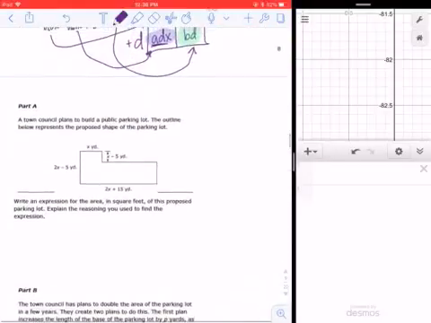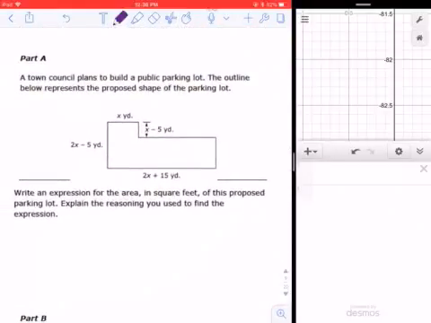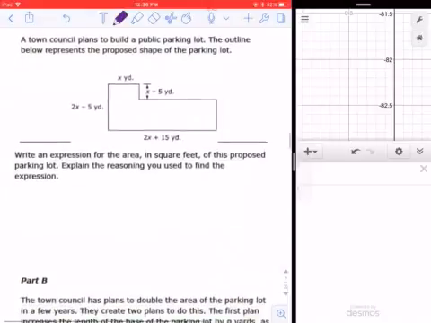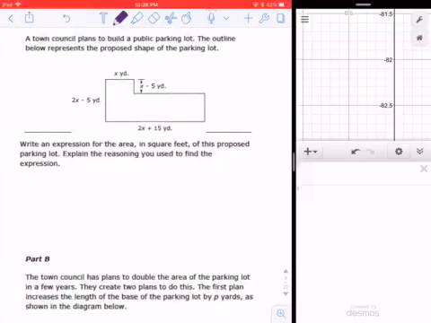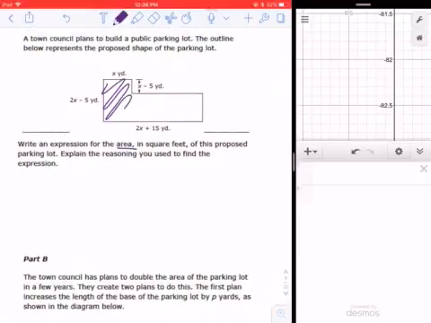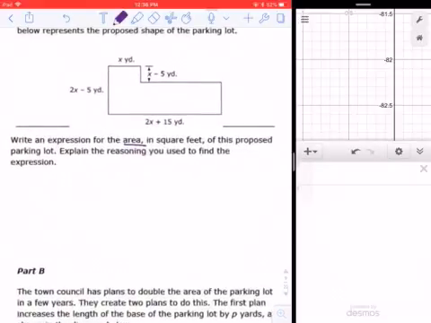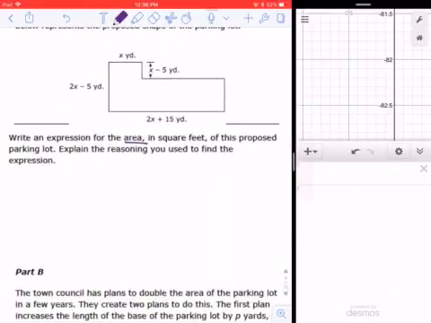We'll look at part A and part B here. It says a town council plans to build a public parking lot. I can assume this is the parking lot that they have drawn here. The outline below represents the proposed shape. So they have a funky shaped parking lot, but this is it. It says write an expression for the area. So area, I know, is the space inside that section there, in square feet of this proposed parking lot. Explain the reasoning you use to find this expression.